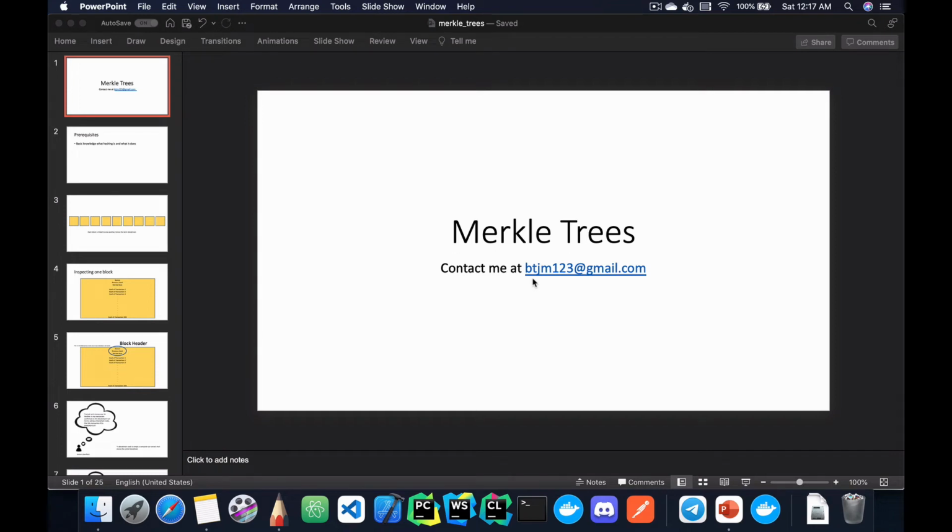Hello and welcome to this tutorial about Merkle Trees. So Merkle Trees are a simple but effective data structure in driving blockchain technology such as Bitcoin. So without further ado, let's dive in.